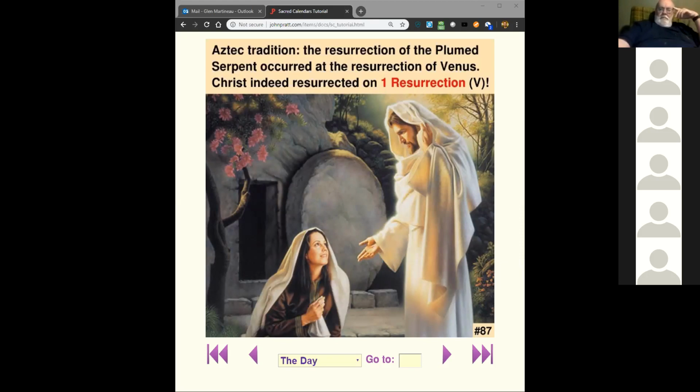Anyway, Christ is the one person who is half God and half man. And so the flying part is the angelic, godlike part, and the serpent part is the mortal part. So he's half God, half man, and he's also a seer. And to me, those are the reasons that he was the plumed serpent.